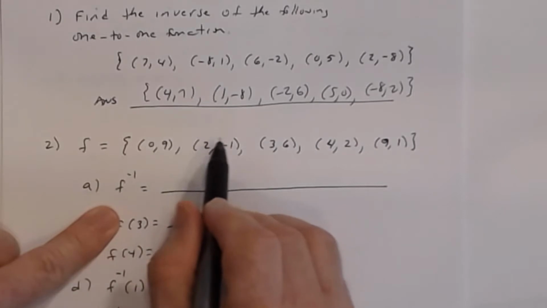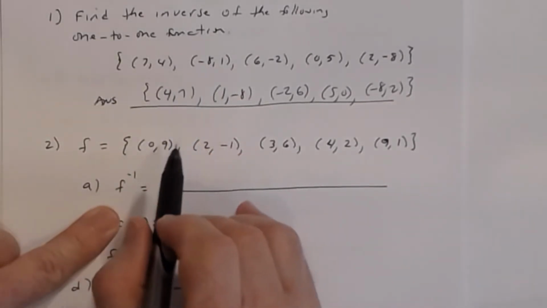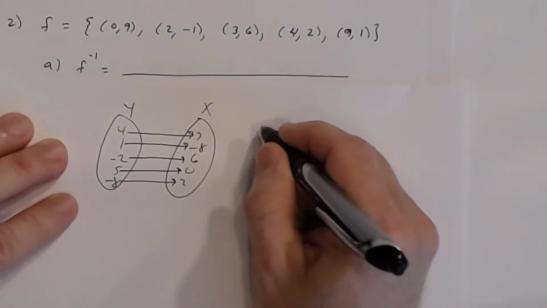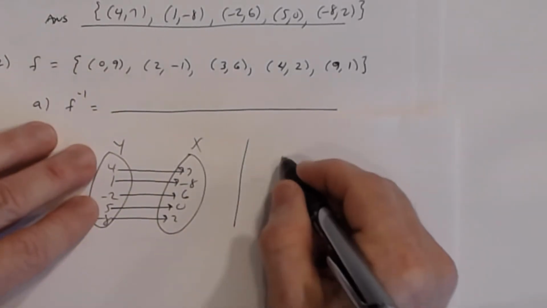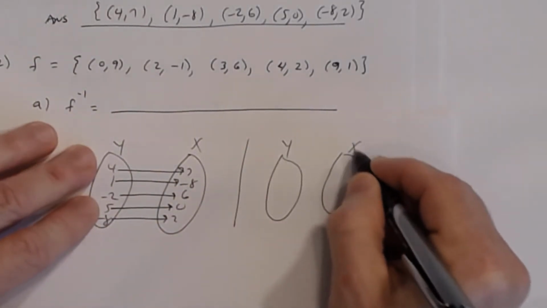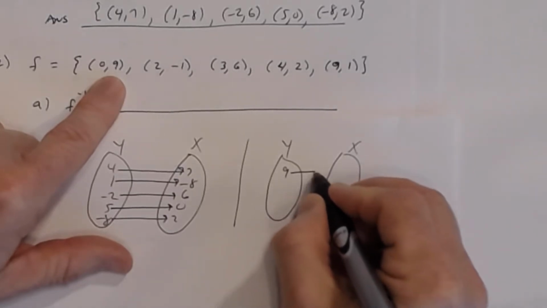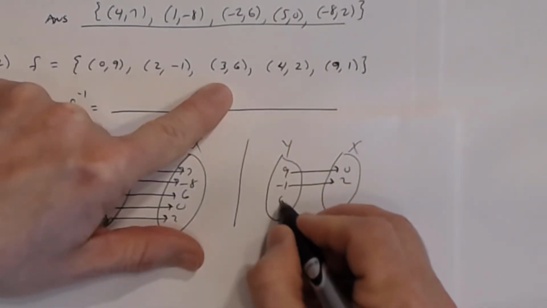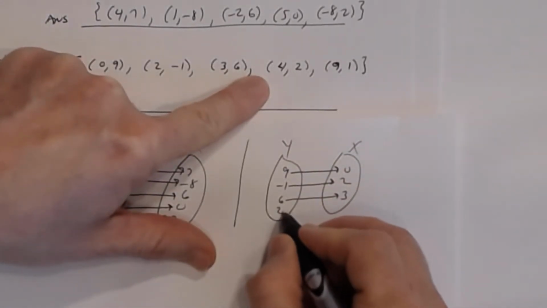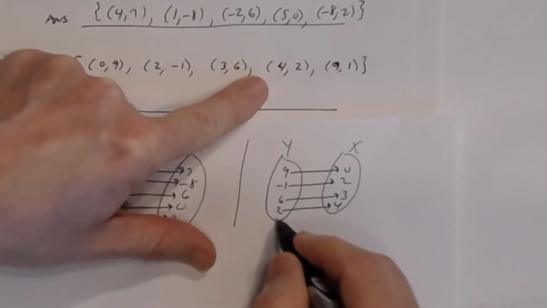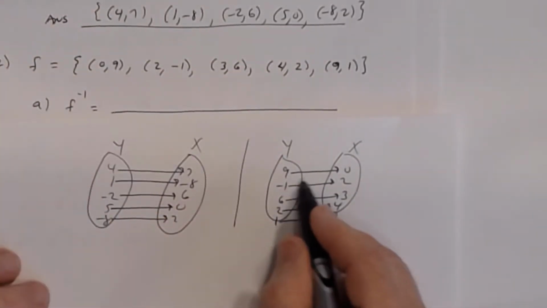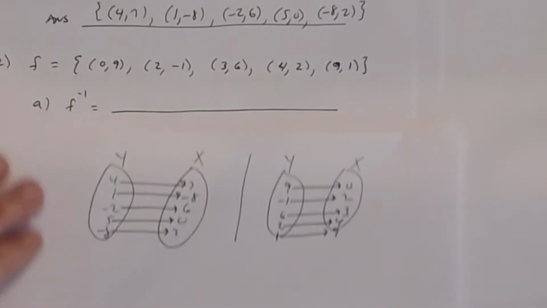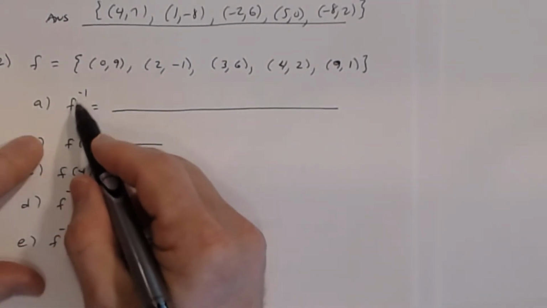So this is your function f, and you're told it's one-to-one. How do you know it's one-to-one? Watch. Do that mapping: y, x. When y is 9, x is 0. When y is negative 1, x is 2. When y is 6, x is 3. When y is 2, x is 4. When y is 1, x is 9. So notice for each y coordinate, there's only one x coordinate. So this is one-to-one.